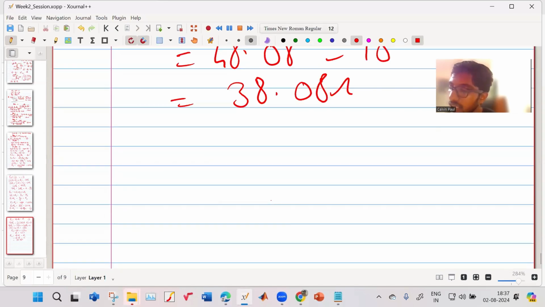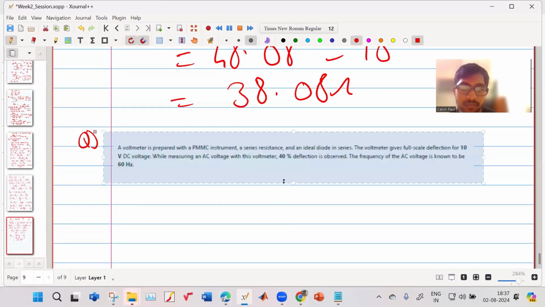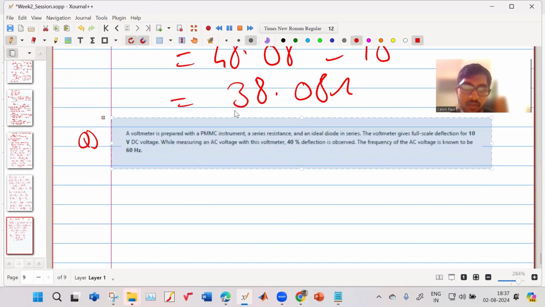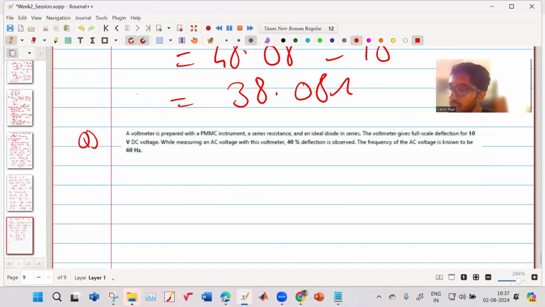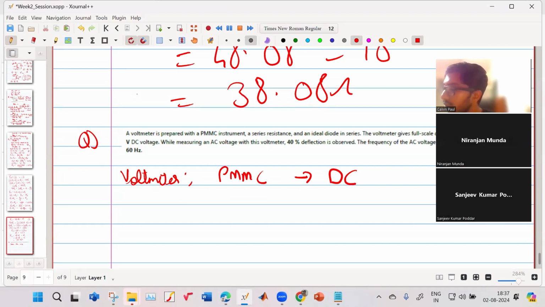तो ये क्वेश्चन में क्या दिया उन लोगों ने, बोले कि वोल्ट मीटर बनाया गया है। वोल्ट मीटर हम लोग को यूज करना है, ठीक है। We have to use a voltmeter that is a PMMC instrument. PMMC means it can only measure DC. It can only measure DC. So, okay, that's true.